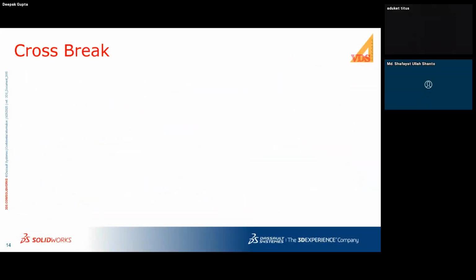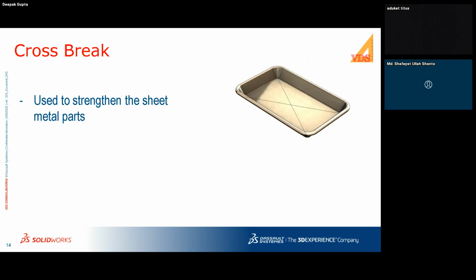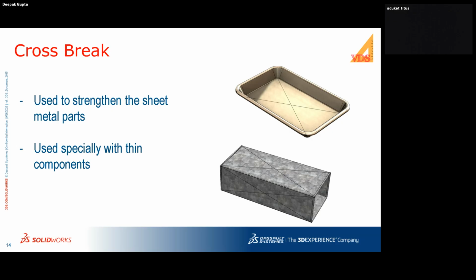Cross breaks. So cross breaks are used especially for very thin sheet metal components, and the purpose of the cross break is to give strength to the sheet metal parts which are larger in area, which have a face which is larger in area, like our ducting parts or even some small trays. And the advantage of using the cross break feature is that it is a very cost effective solution.